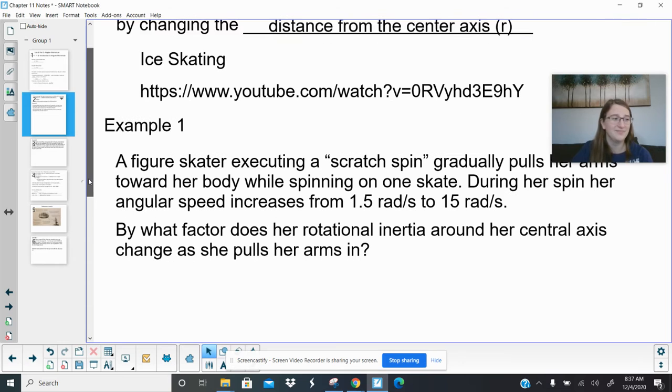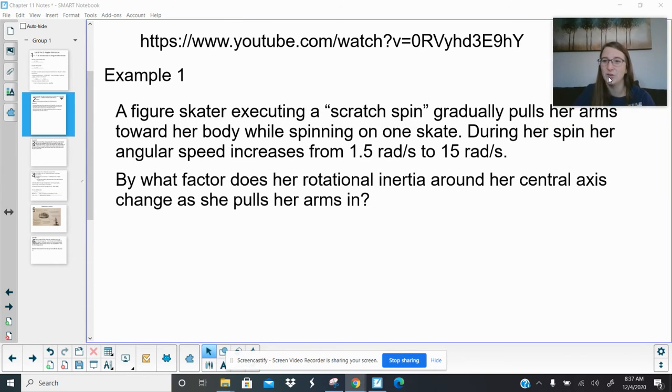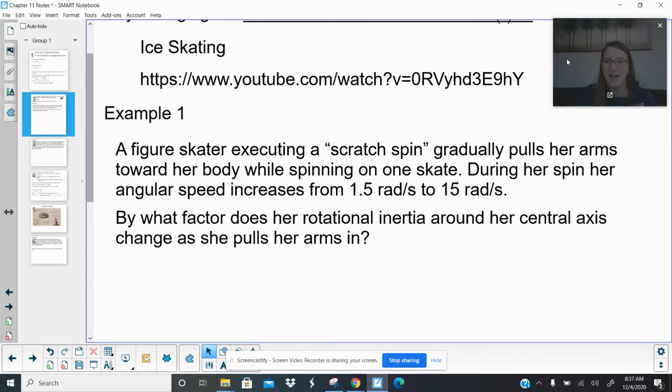So let's talk about that. My dog's really hacking away at that bone. I hope it's not too loud in the background.